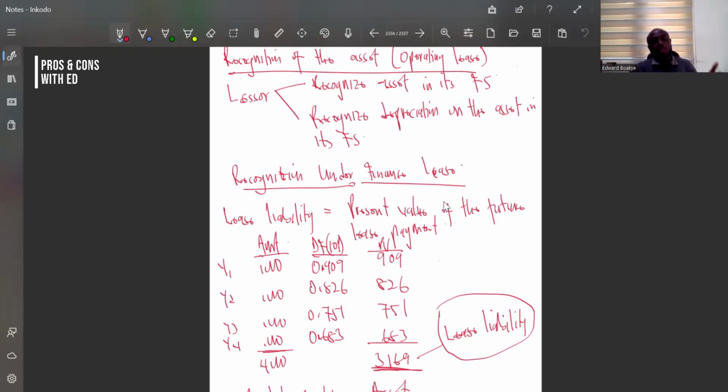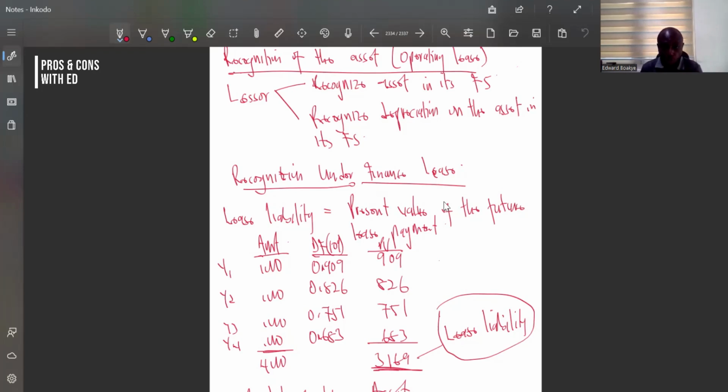What about the recognition under finance lease? Under finance lease, we made mention that we have something called the lease liability, because here we are talking about the future payments you are going to make. So bring all the future payments together, it becomes what? The lease liability. It becomes the lease liability.